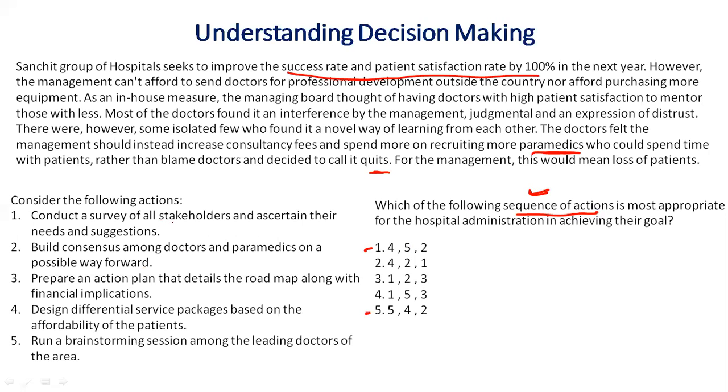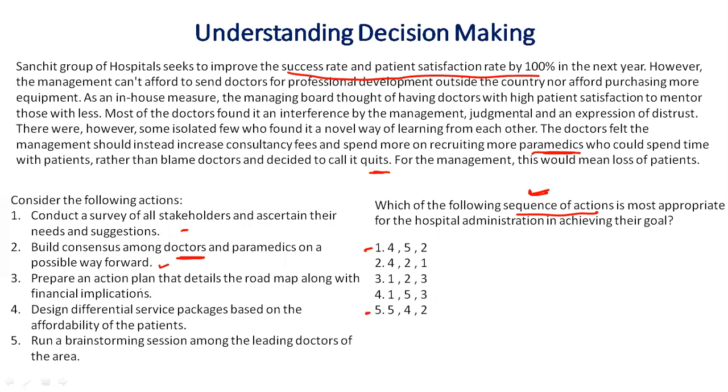Conduct a survey of all the stakeholders and ascertain their needs and suggestions. ठीक है, मतलब जब भी कोई क्राइसिस होता है यही करना चाहिए कि भाई सबको बुलाओ, उनके सजेशंस लो. That is what the option 1 says. Fair. Build consensus among the doctors and the paramedics on a possible way forward. ठीक है. Stakeholders यही है कि doctors कह रहे हैं कि भाई paramedics को लाना है. ठीक है, तो जितने भी डॉक्टर्स है, हाई सेटिस्फैक्शन, लो सेटिस्फैक्शन, सबको बुला लो, पैरामेडिक्स को भी बुला लो, एंड सबसे मिलके तुम एक सॉल्यूशन निकालो.